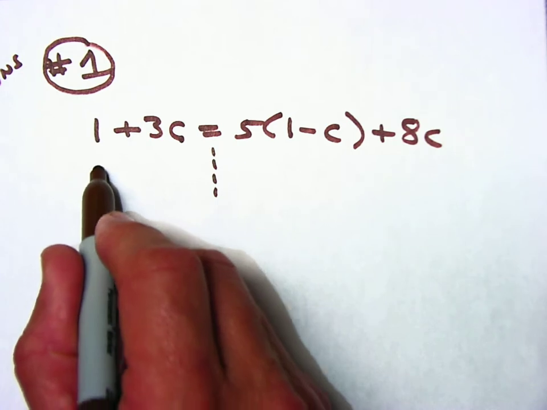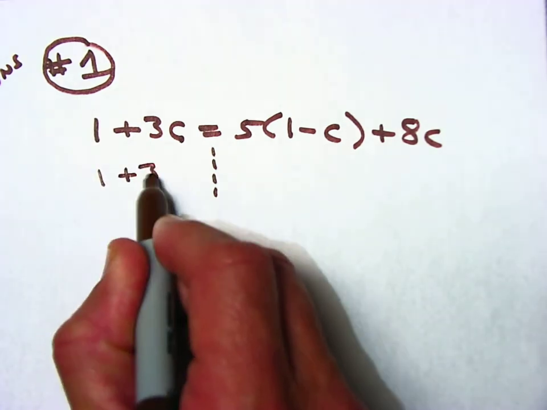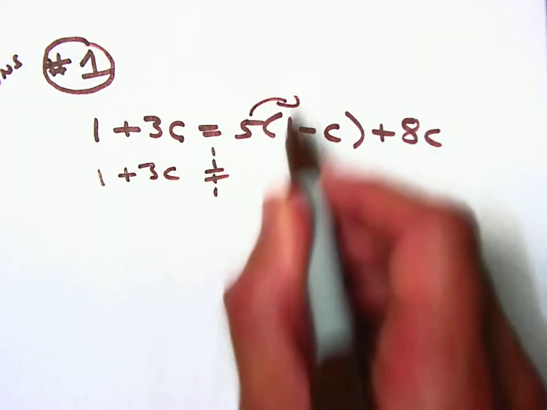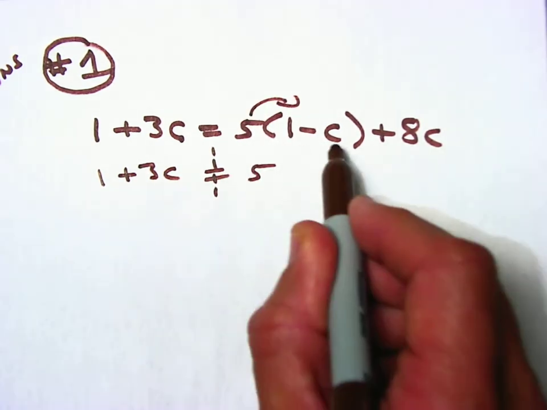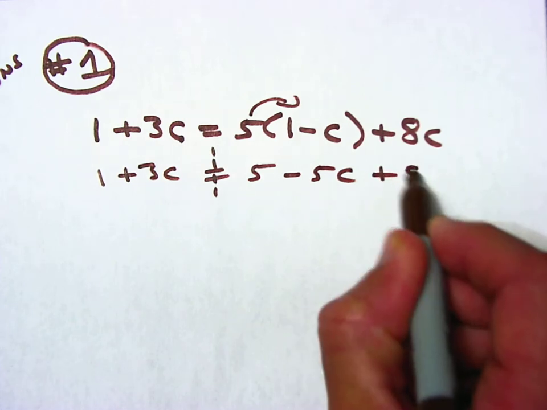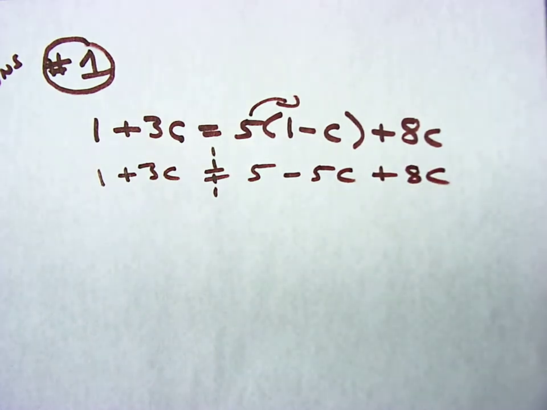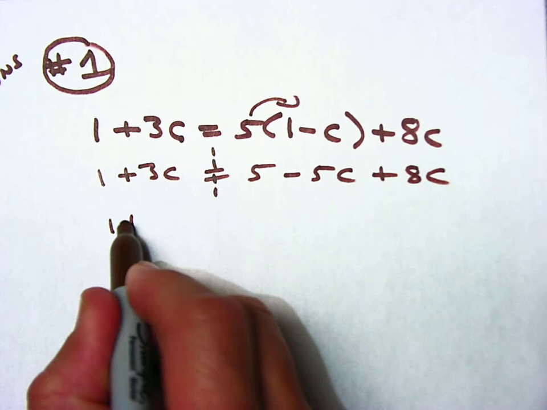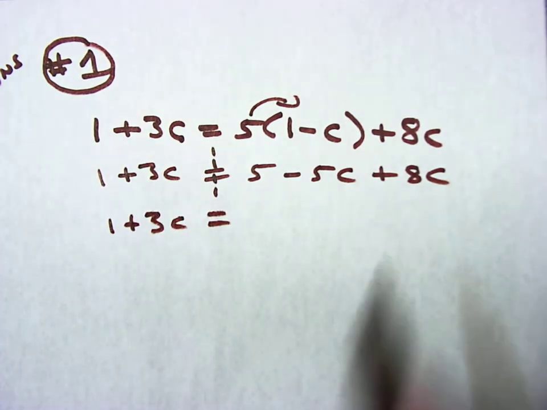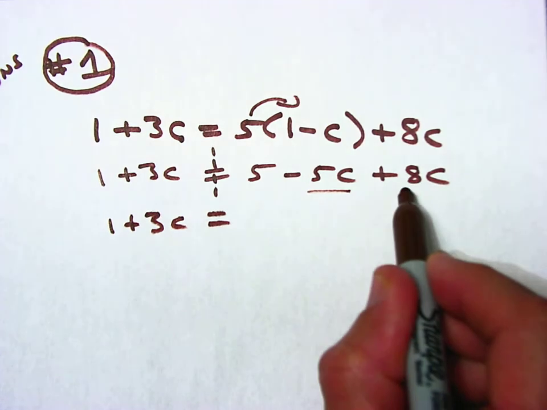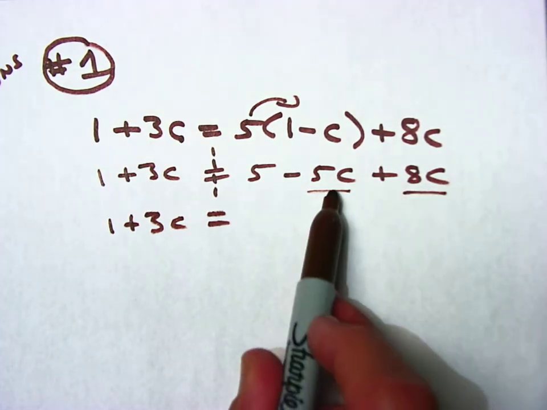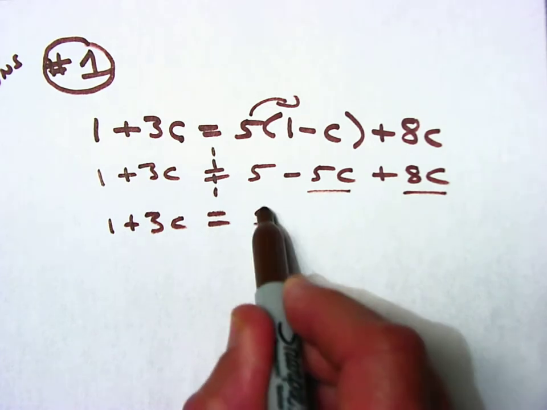So I'm just going to recopy the left, 1 plus 3c. Let's go ahead and distribute that 5. 5 times 1 is 5. 5 times negative 1c will be negative 5c, and recopy the 8c. I'm going to recopy the 1 plus 3c because I can't do anything with it. And then on the right-hand side, my only like terms are these variables c's. You have 8c, and you lose 5, so you're left with 3c.